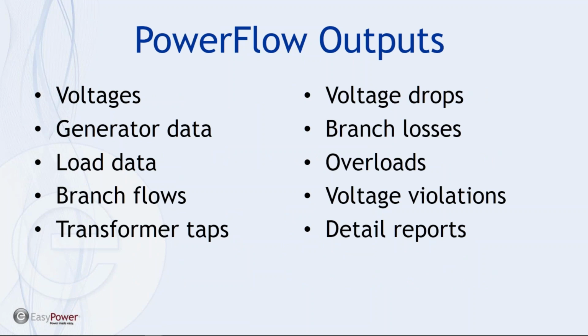Now, the ultimate goal then, by making these adjustments, is to be able to identify what the system's PowerFlow parameters are or should be, and that includes bus voltages, generator data, load data, current flow, both real and reactive, transformer taps, branch losses, overloads, and then the detailed reports, which ultimately is what you want to be able to track against your real system.